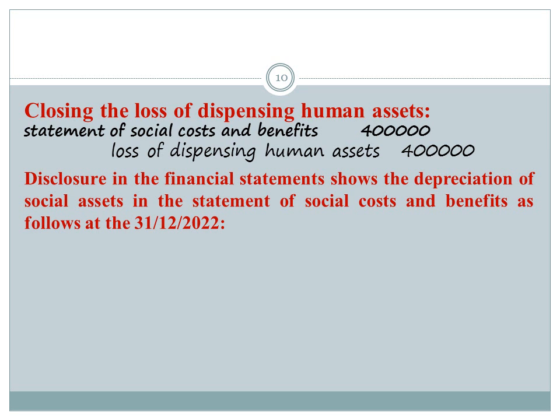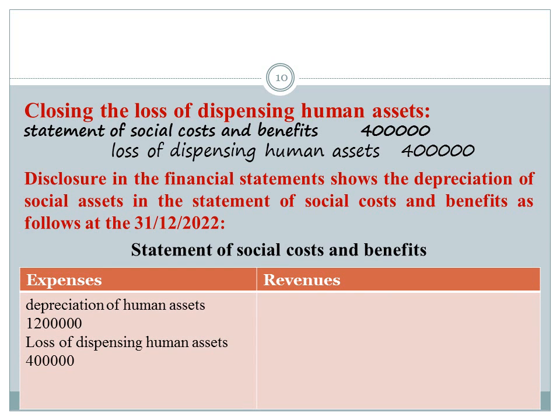Disclosure in the financial statements shows the depreciation of social assets in the statement of social costs and benefits as follows at 31 December 2022. Statement of social costs and benefits. In the expenses, it will appear depreciation of human assets 1,200,000, losses of dispensing human assets 400,000.